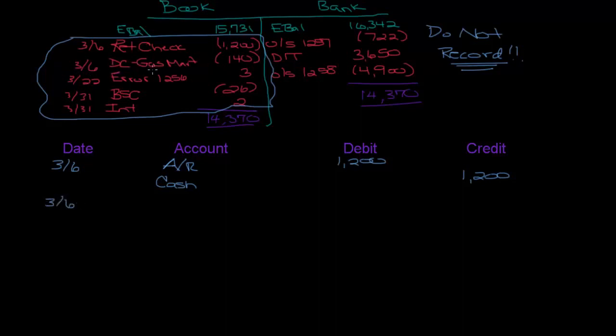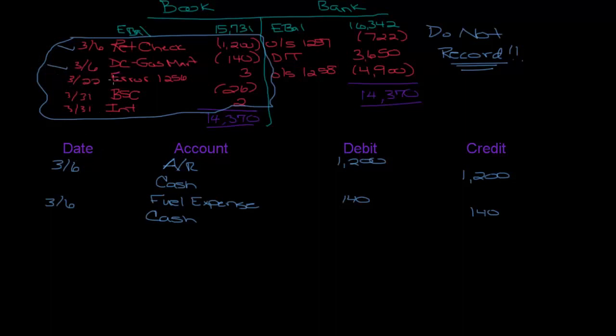Okay, on 3/6, what do we purchase at GasMart? We purchase gas at GasMart. So we've got a fuel expense. Fuel expense, $140 debit, and we spent cash to buy that fuel, so that is $140. Okay, so we've now recorded the return check and the debit card transaction.